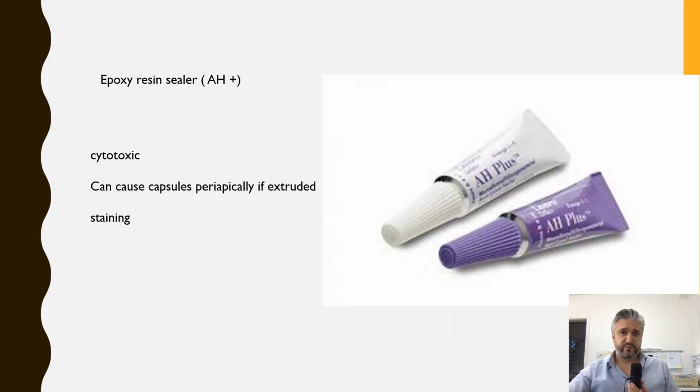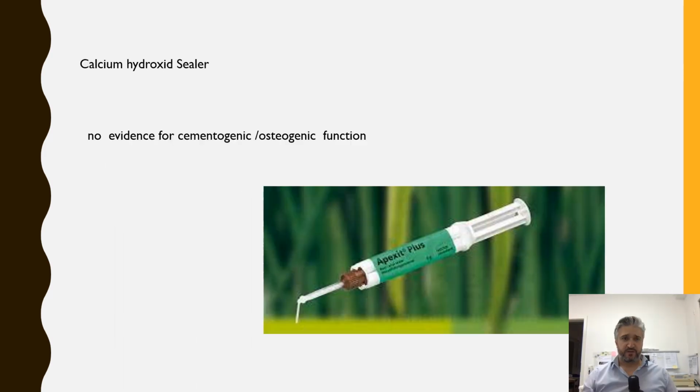As well as the zinc oxide eugenol cement, the epoxy resin sealer is cytotoxic. If extruded, a foreign body reaction will appear and it stains. It causes discoloration. The third one is the calcium hydroxide sealer. The manufacturer of this sealer makes claims about its ability to promote cementum formation. But unfortunately, there is not enough evidence to support this claim, so not only the cementogenic function, but also the osteogenic function is not supported by science.